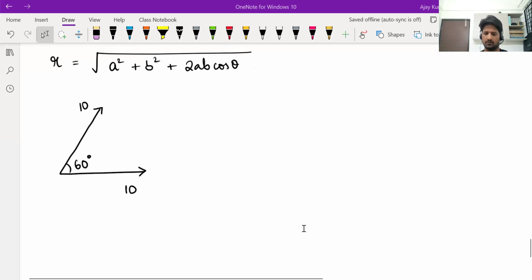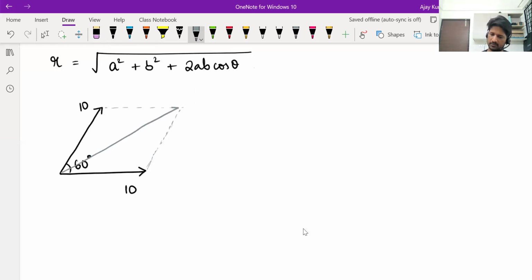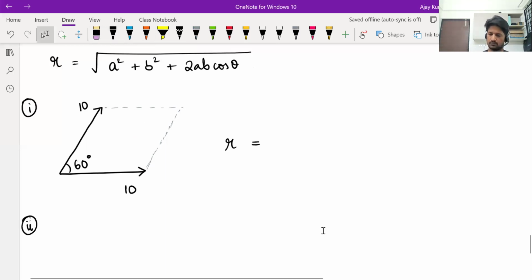Parallelogram law. Okay. When tails are placed together, you finish the parallelogram like this, and then you draw the diagonal. That becomes the resultant. Now our aim is to find the length of that diagonal, the magnitude of that resultant. So use that formula and tell me the magnitude of the resultant, all of you. Type your answers in chat. This is the first question.